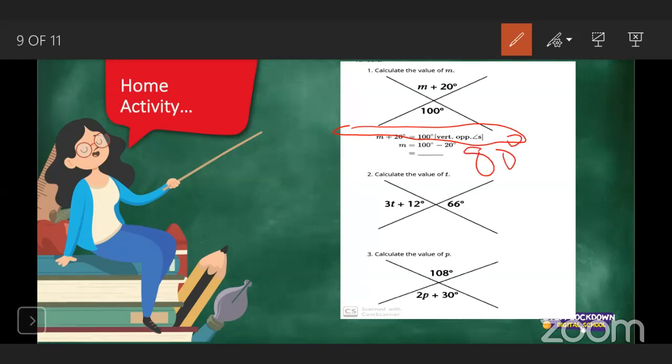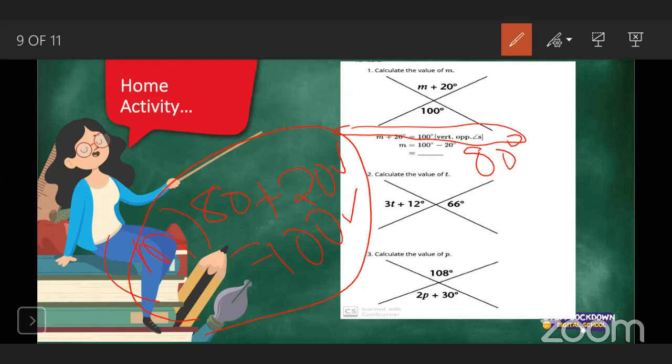So to verify our answer, we must say 80 plus 20. Why are we saying 80 plus 20? Because 80 represents the value for m. So we have 80 plus 20, which is 100. Correct. You see that this is how we verify, and when we add them together, we get 100. It shows that we are correct.